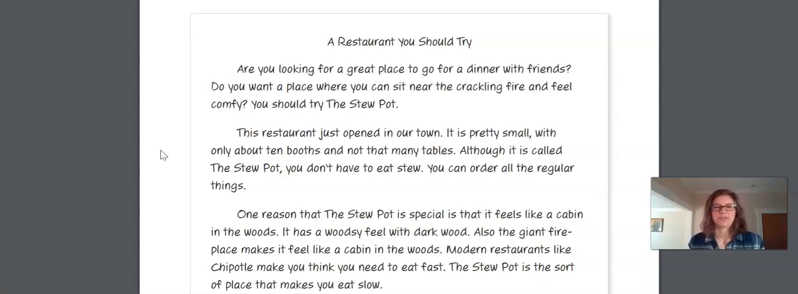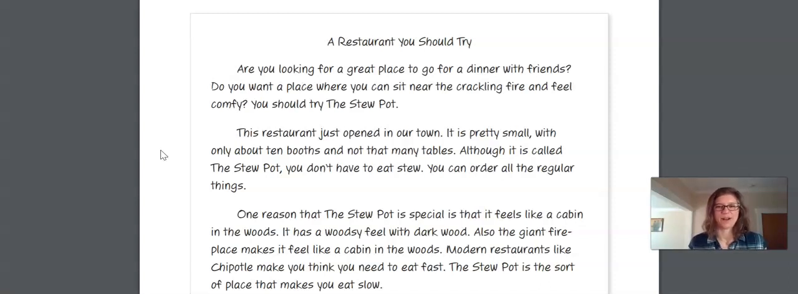A restaurant you should try. Are you looking for a great place to go for a dinner with friends? Do you want a place where you can sit near the crackling fire and feel comfy? You should try the Stew Pot. This restaurant just opened in our town. It is pretty small with only about 10 booths and not that many tables. Although it is called the Stew Pot, you don't have to eat stew. You can order all the regular things.